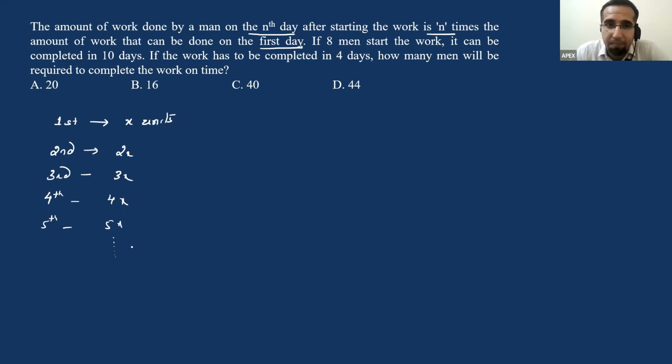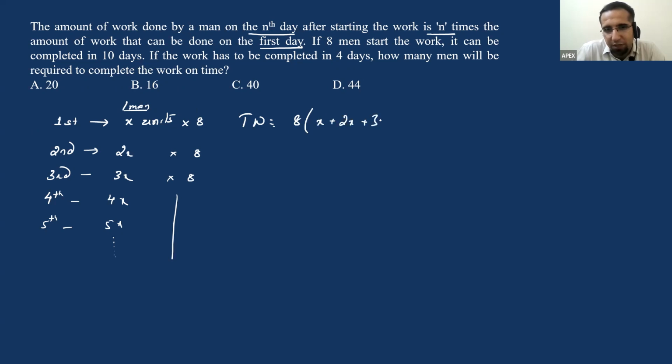Clear? Now, the catch is 8 men are working. This is the amount of work done by one man. So if 8 men are working, the total work gets multiplied by 8 on each day. So let me write it for you. Total work in this case becomes 8 men: first day x units, second day 2x units, third day 3x units, and the work gets done in 10 days.